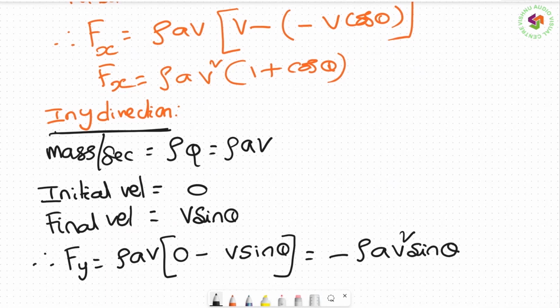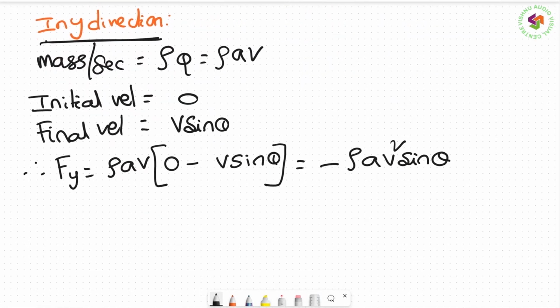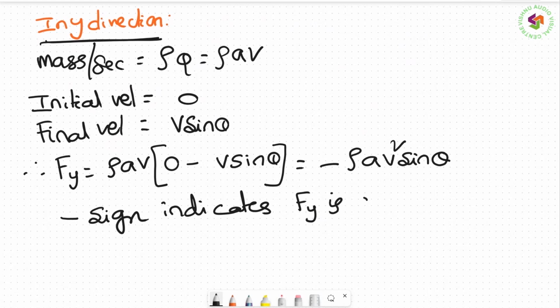What do you mean by minus value? We assumed that the direction of force is upwards. The minus sign indicates Fy is downwards.